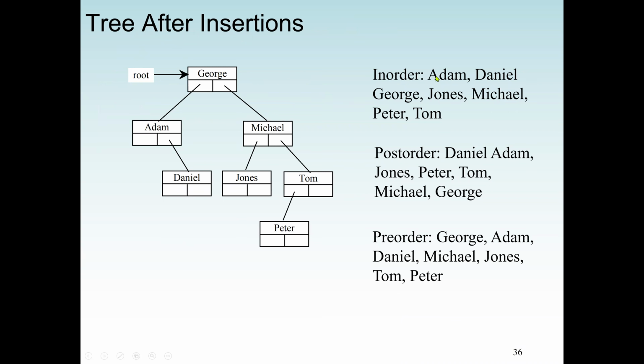So in-order means we will go through Adam, Daniel, then we come to George, then we go to the leftmost, which is Jones here. After Jones, we go to Michael, then we go to Peter before Tom. Now, post-order means we go left and right first. So we go through the leftmost, Daniel, then Adam, then Jones, then Peter, then Tom, Michael, and then George. Post means we go to the root last. Pre-order means we start with George first. Then we go left, Adam, Daniel. Then after that, we go through Michael, Jones, Tom, and then Peter.